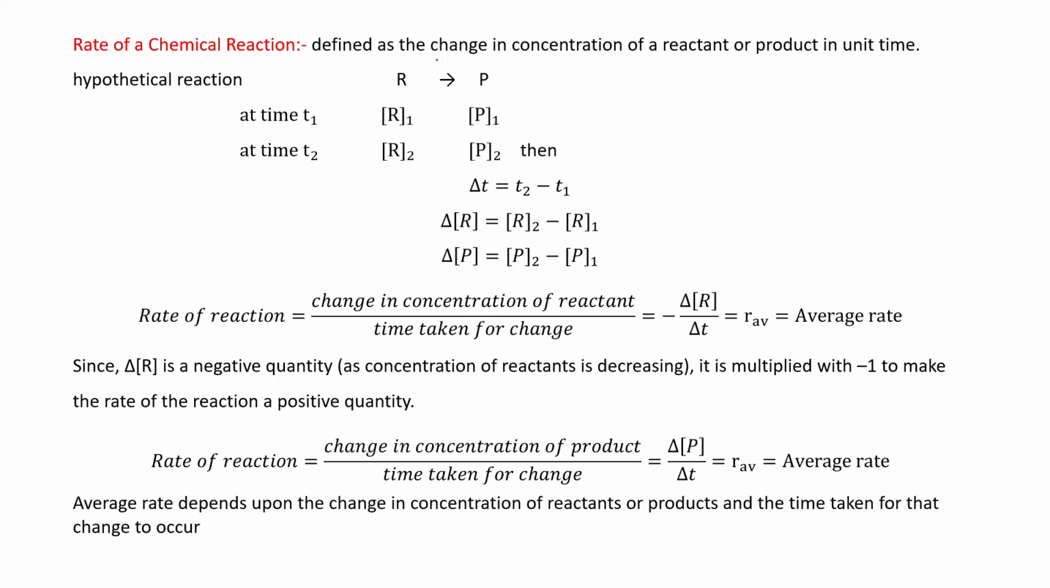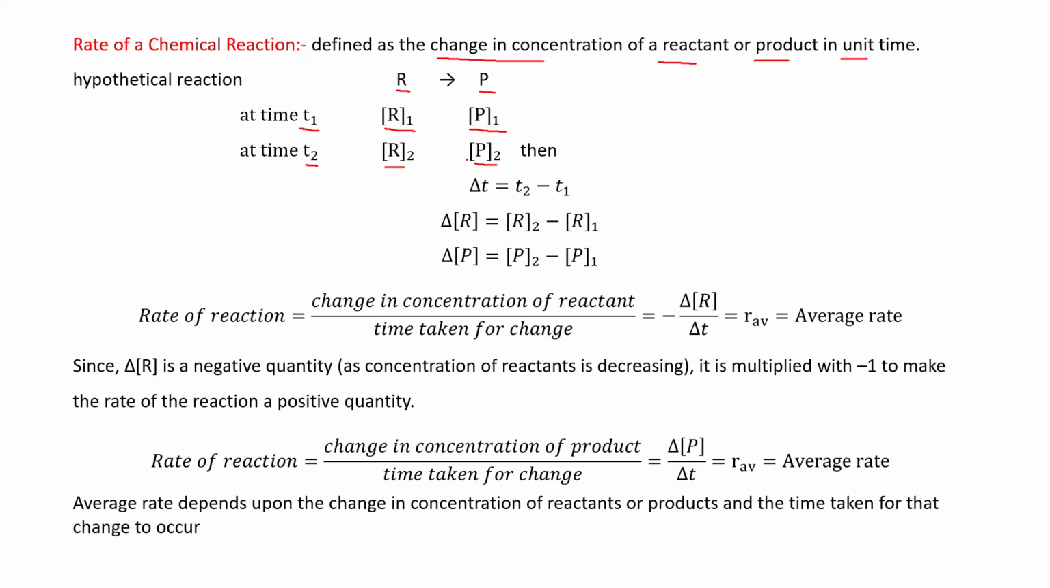Now see, what is the meaning of rate of a chemical reaction? This is defined as the change in concentration of a reactant or product in unit time. If we consider one hypothetical reaction, in this the reactant is represented by R, converting to the product which is represented by P. Now at time T1, the concentration of reactant is R1 and concentration of product is P1. And at time T2, concentration of reactant is R2 and concentration of product is P2.